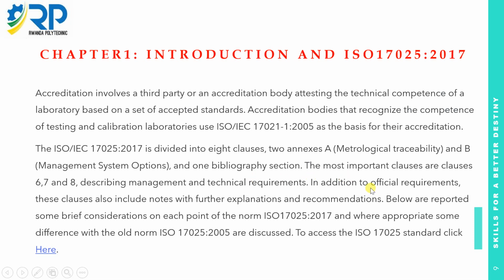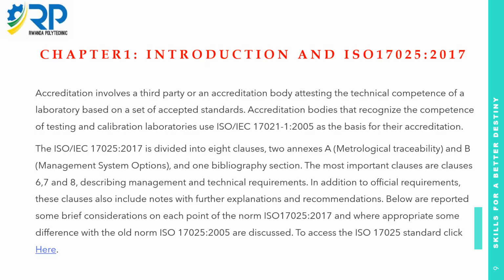The most important clauses are clauses 6, 7, and 8, describing management and technical requirements. In addition to official requirements, these clauses also include notes with further explanations and recommendations. Below are reported some brief considerations on each point of the ISO 17025 and, where appropriate, some differences with the old version of this standard are discussed also.